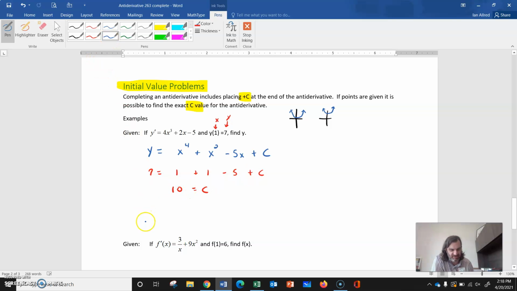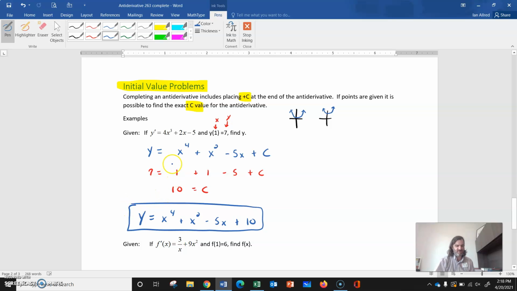So we'll come back in our finished product. There's a very specific equation: y equals x to the fourth plus x squared minus 5x, and the c was 10, so plus 10. So this has the slope that the derivative says it does, and it also goes through that point, x being 1, y being 7. So we got something very specific out of there.